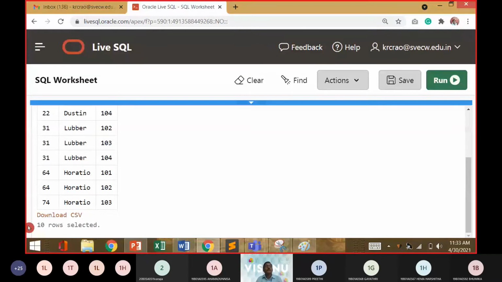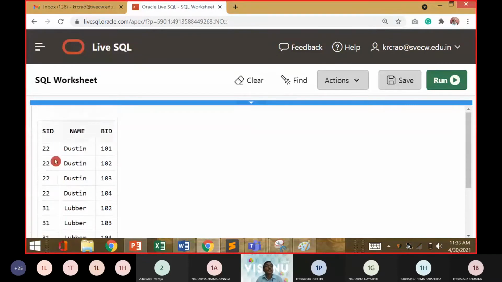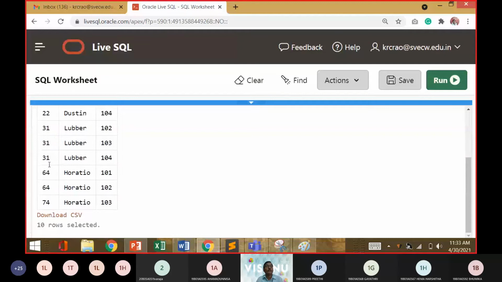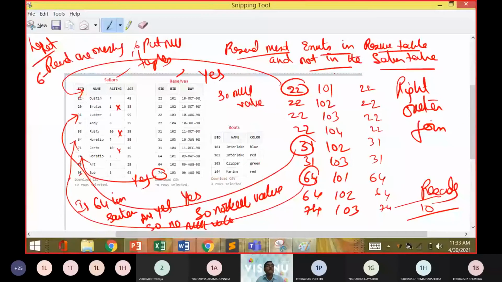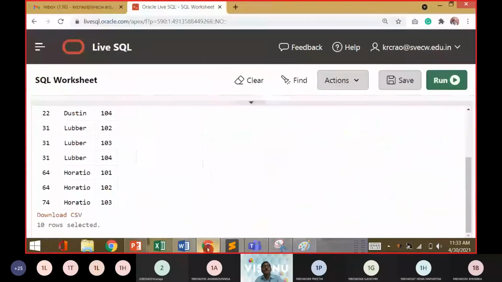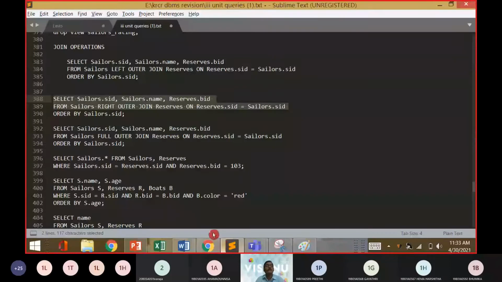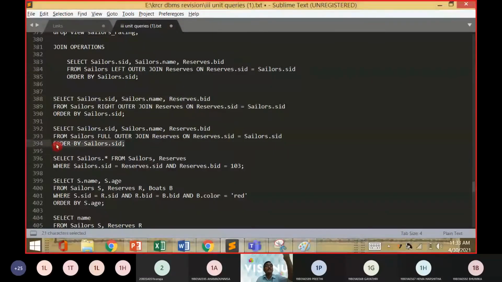So what are the fee attributes? 22, 31, 64 and 74. Have we mapped those entities? Yes. We map it to 22, we map it to 31, we map it to 71, and we map it to 64, and we map it to 71. So that's how it goes. Here I am using order by, which just gives you an ascending or descending order. Nothing much.